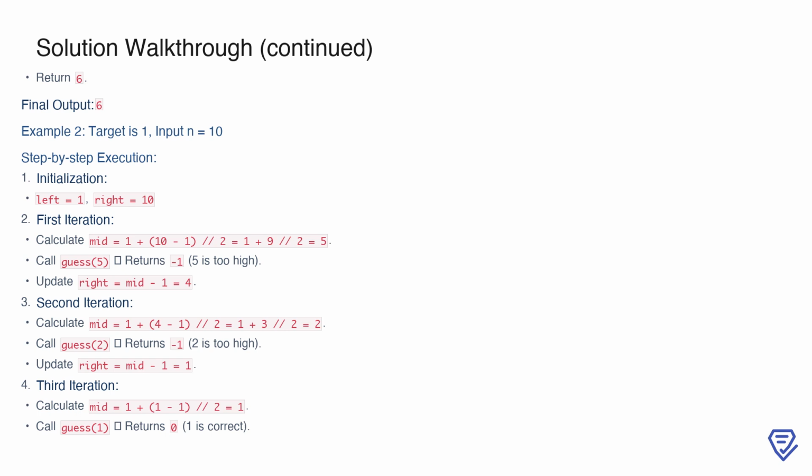This indicates that the target must be in the lower half, so we update right to mid - 1, which becomes 4. For the second iteration, we calculate a new mid value as 2. Calling guess 2 also returns -1, meaning the guess is still too high. Again, we narrow the range by updating right to mid - 1, which now becomes 1. Finally, in the third iteration, mid is recalculated as 1. This time, guess 1 returns 0, indicating we have found the target. The algorithm terminates and outputs 1 as the result.